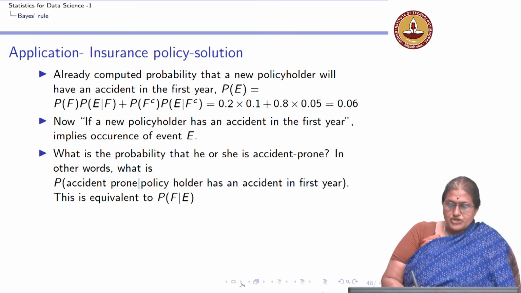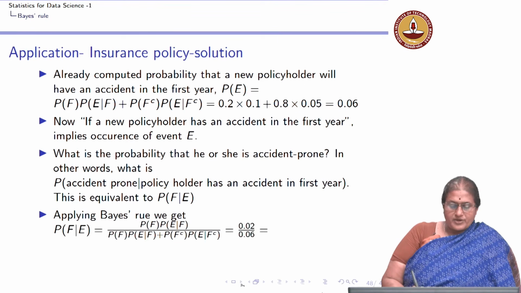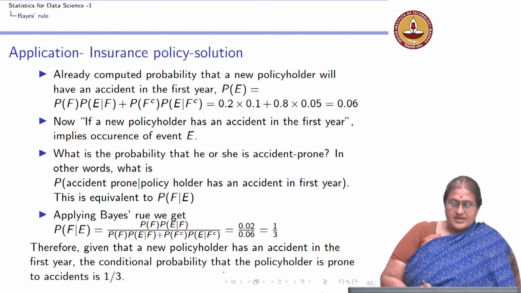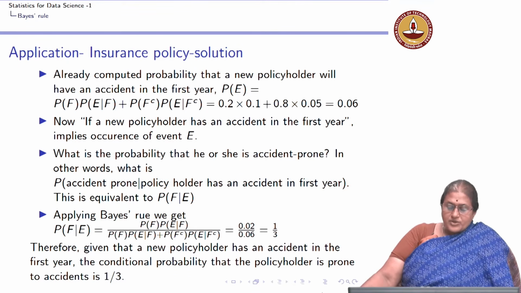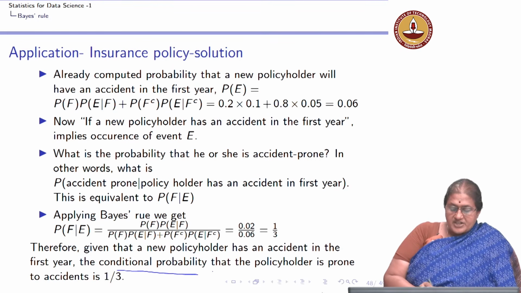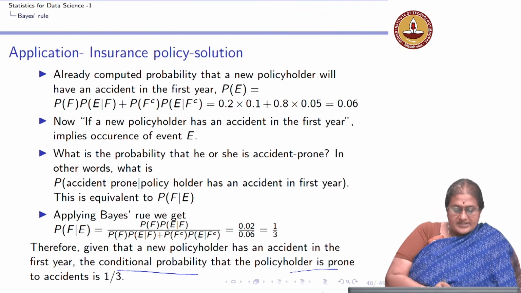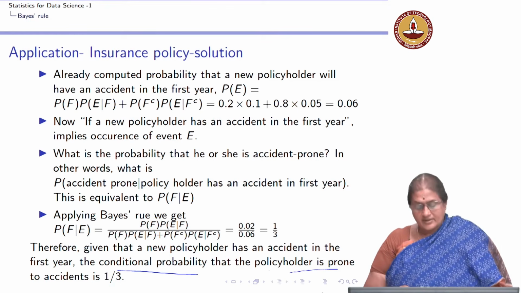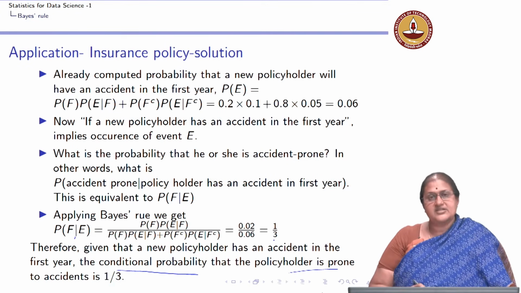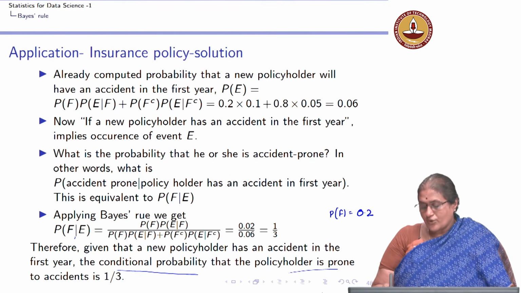So, this is the solution, and I have the probability of F given E is 1/3. Hence, given that the new policy holder has had an accident in the first year, the conditional probability that they are accident prone is 1/3. So, that is what we have. The conditional probability is equal to 1/3. The unconditional probability was 0.2.